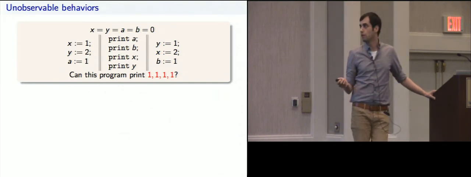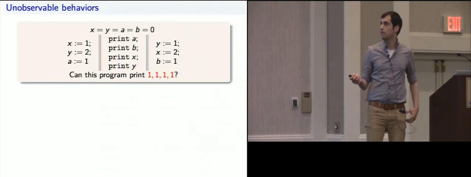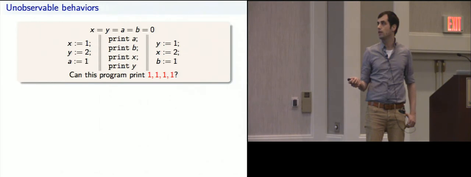Consider this program. This thread sets X to 1, Y to 2, and then A to 1. And the last thread here sets Y to 1, X to 2, and B to 1. And the middle thread prints A, B, X, and Y. And the question: can this program print 1, 1, 1, 1?